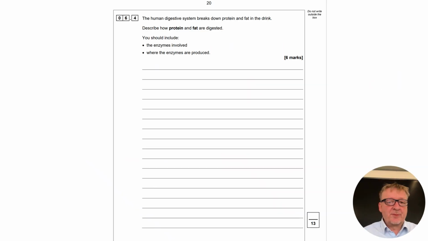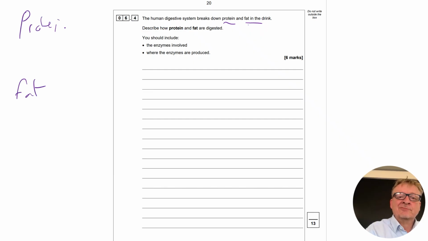Oh, 6.4, big question time. Okay, so the human digestive system breaks down proteins and fat in the drink. So we're talking about protein and fat. Okay, describe how protein and fat are digested. Okay, so they're already telling us how we're going to break up our question. All right, you should use the enzymes and where. And the enzymes and where.